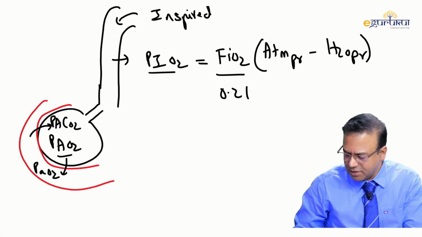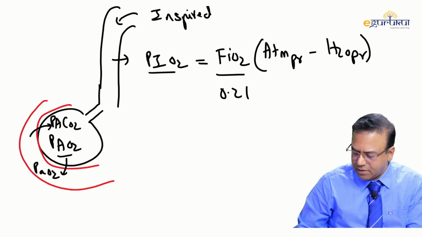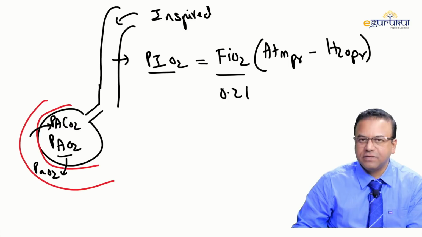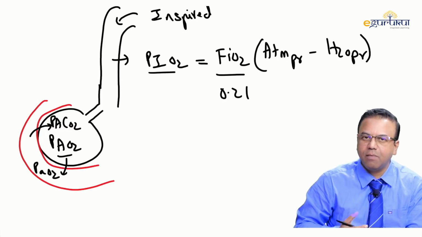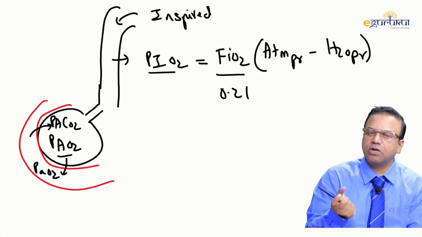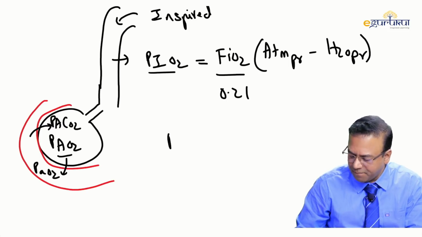What that means is that if carbon dioxide had not come out in the alveoli, then the PiO2 and PaO2 would have been equal. If CO2 was 0, if carbon dioxide would not have come out, then what is coming in the trachea is the same proportion of gas you would have got inside the alveoli as well.